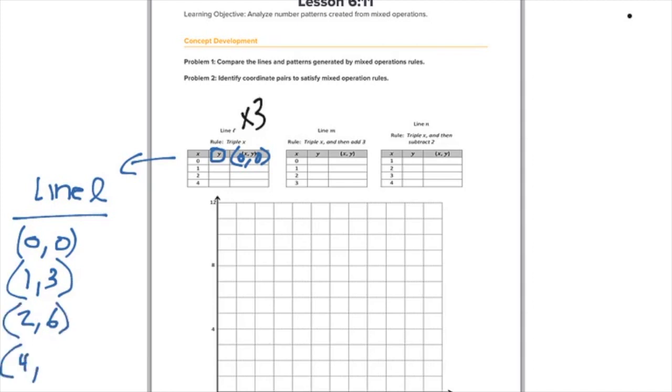Make sure you're paying attention there. It does not go in order. It does not count by ones. We are going to say 4 times 3 is going to give us 12. Here's your coordinate pair. Now that you have your coordinate pairs, you are going to graph it.